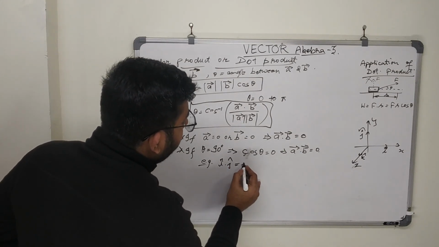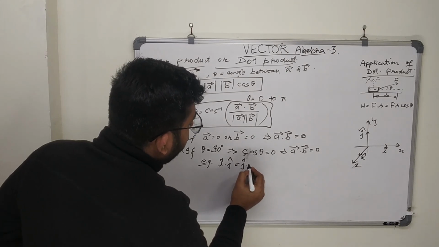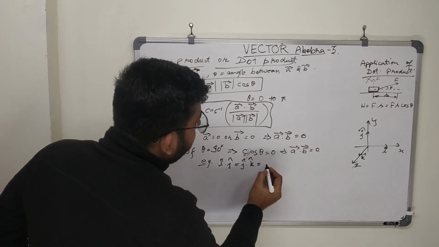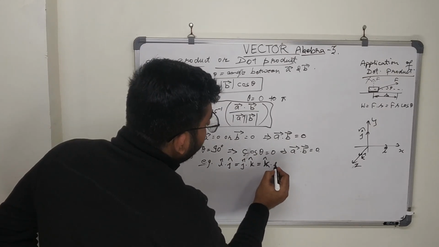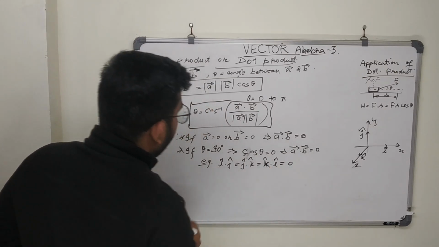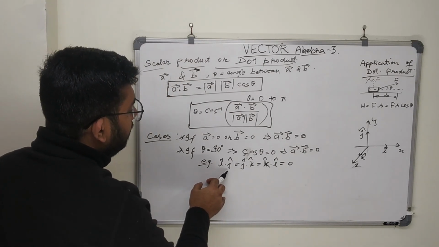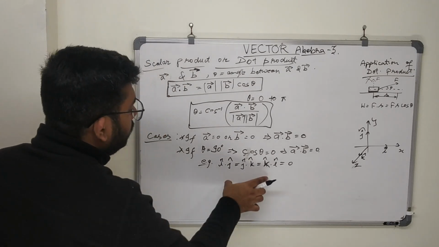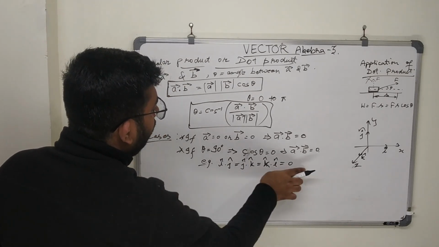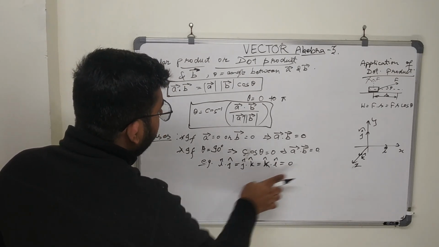Similarly J cap dot K cap, similarly K cap dot I cap is equal to 0 because these are having the angle of 90 degree between themselves. So the dot product of them will be equal to 0.